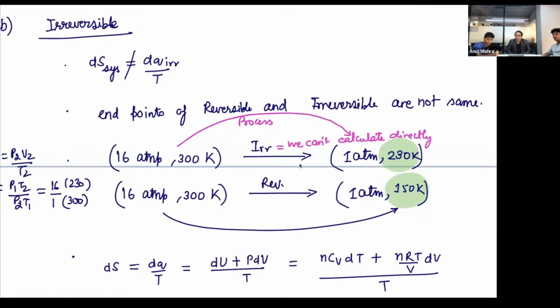So how do we get 150? With that T to the power gamma, P to the power 1 minus gamma constant. That is reversible applicable, right? We can find out and check, but those numbers will not match. That is 150, this is 230.